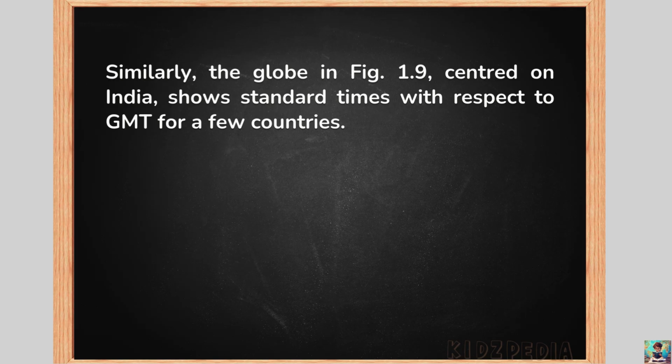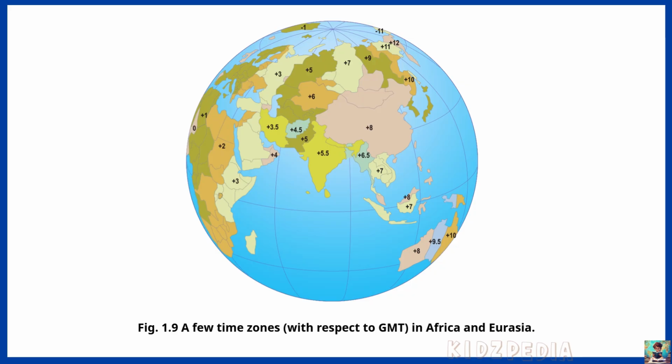Similarly, the globe in figure 1.9 centered on India shows standard times with respect to GMT for a few countries. Figure 1.9, a few time zones with respect to GMT in Africa and Eurasia. Eurasia means Europe plus Asia. It's one big piece of land that includes both continents, Europe and Asia. Here, you can see a globe that shows the standard times of different countries compared to GMT. The globe is centered on India.